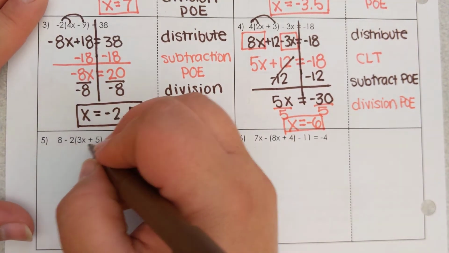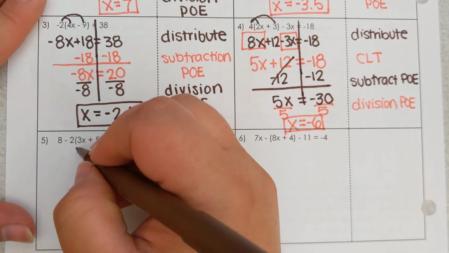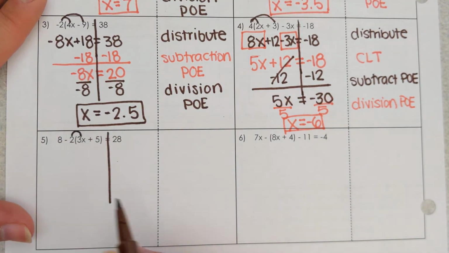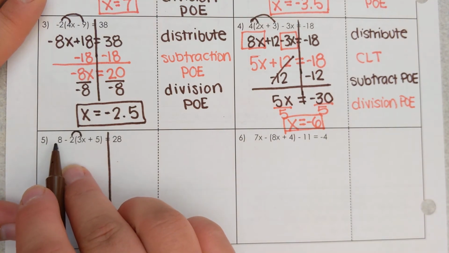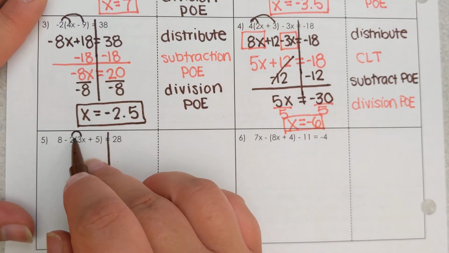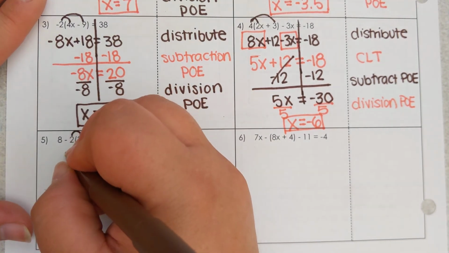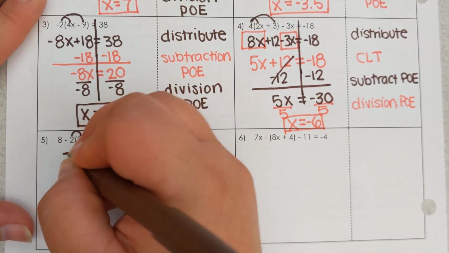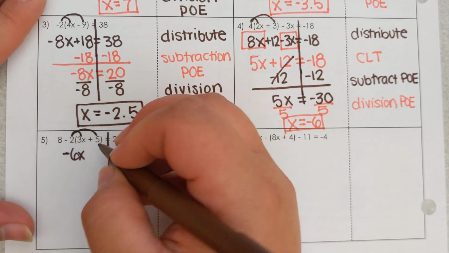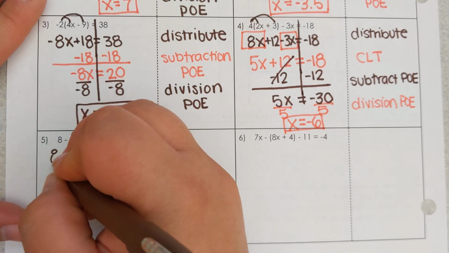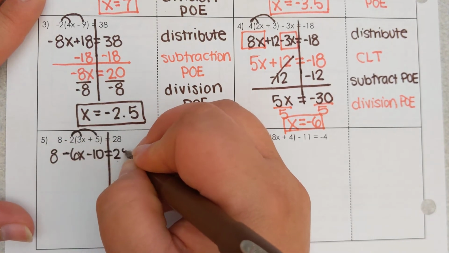Equation wall, I'm going to multiply negative 2 by 3x. So this 8 is just hanging out there for a second. It's only the number directly in front of the parentheses that gets multiplied. So that's going to be negative 6x, and then negative 2 times 5 is negative 10. And then I'm going to add back the 8, and the equal is 28.